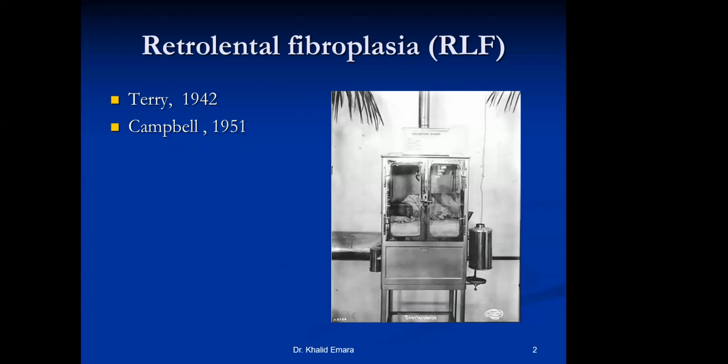It was not until 1951 that Dr. Campbell, from Australia, linked this condition to extensive or uncontrolled oxygen therapy in premature babies. Based on this, the overuse of oxygen in premature babies was stopped. ROP then continued to be the leading cause of childhood blindness.